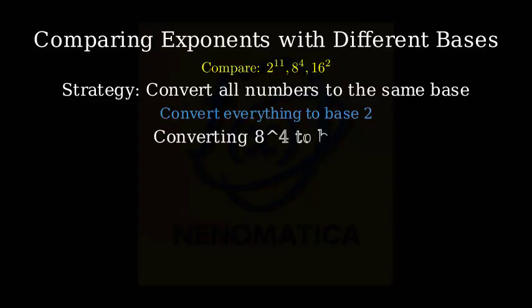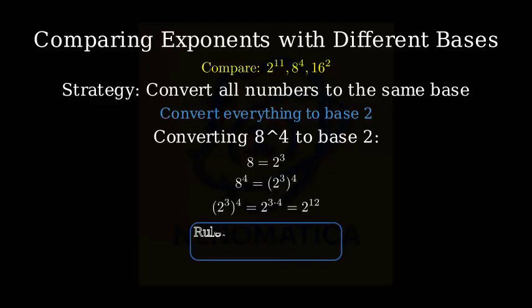Let's start by converting 8 to the power of 4 to base 2. First, we need to recognize that 8 equals 2 cubed. So, 8 to the power of 4 equals 2 cubed, all to the power of 4. Using the power rule for exponents, when we have a power raised to another power, we multiply the exponents. So, 2 cubed to the power of 4 equals 2 to the power of 3 times 4, which is 2 to the power of 12.